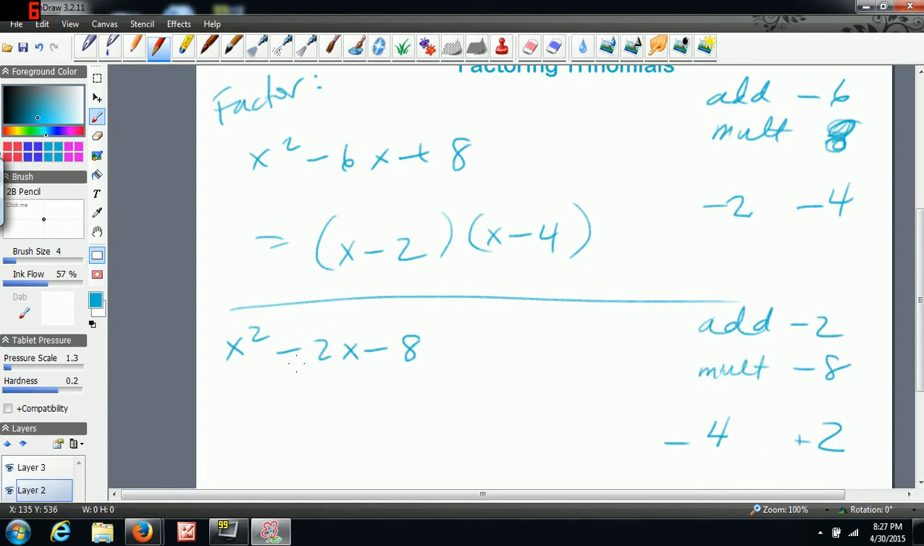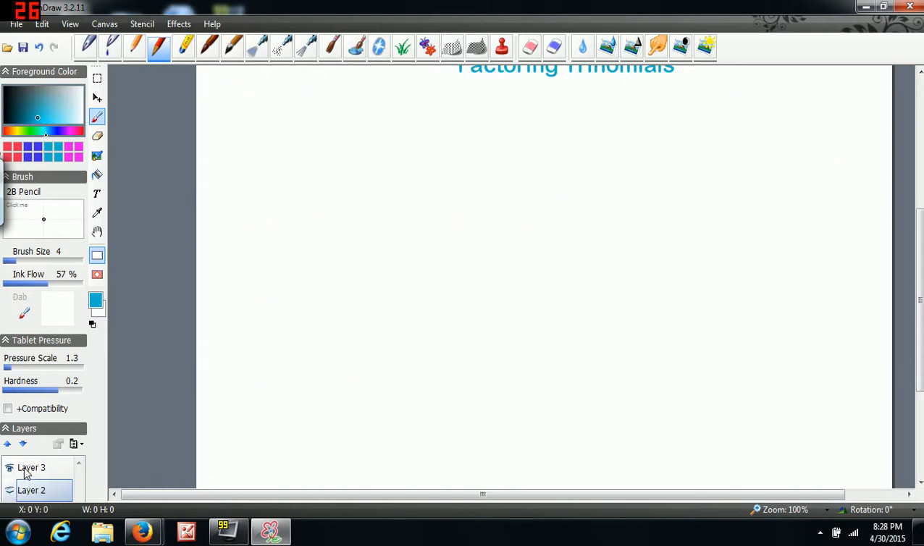Okay, so right off the bat, I find my answers there, and I can go ahead and put them in. So it's going to be x minus 4 and x plus 2. Okay, so that's how we would factor that one. And if you actually foiled this back, you would end up at this answer. So let's try a few more examples.